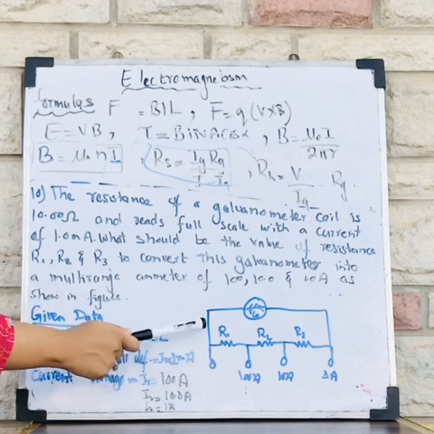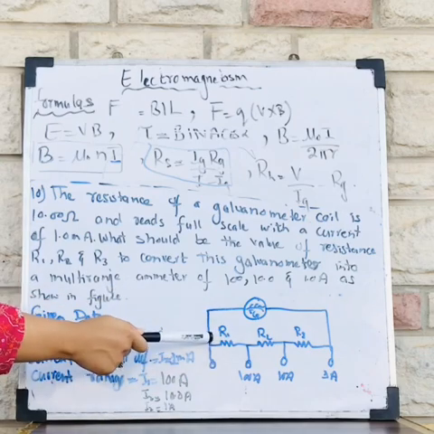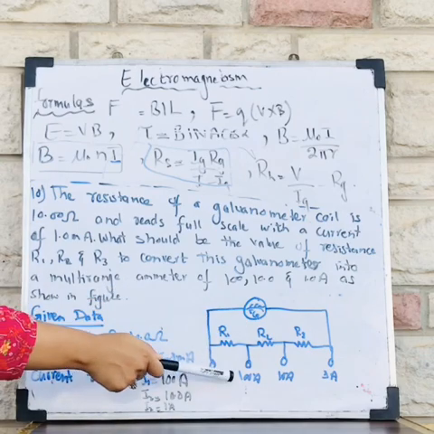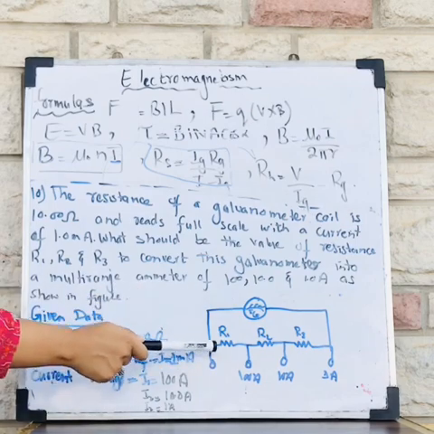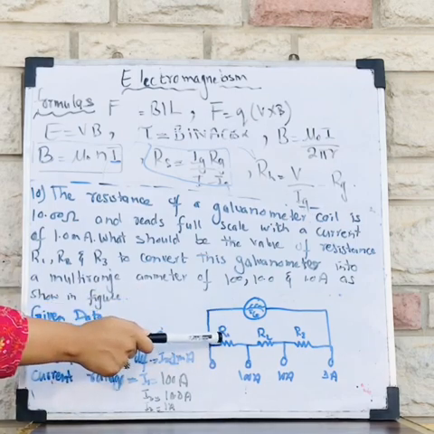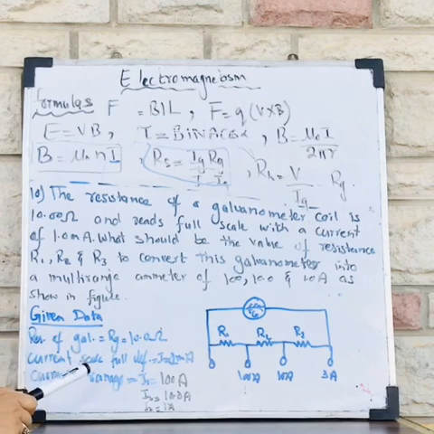This is the figure: this is the galvanometer, this is the shunt resistance and this is the current. My demand is to convert this galvanometer into an ammeter and calculate this resistance, I mean the shunt resistance.